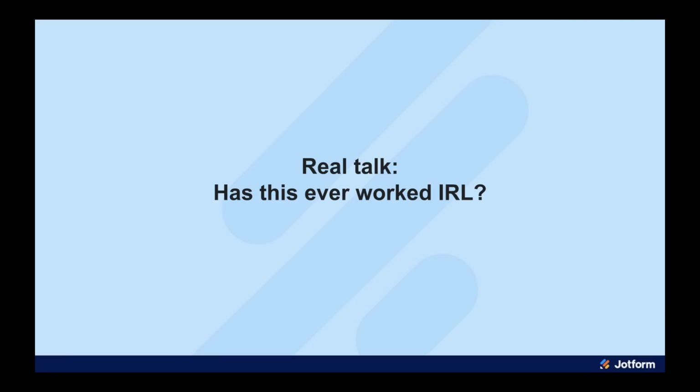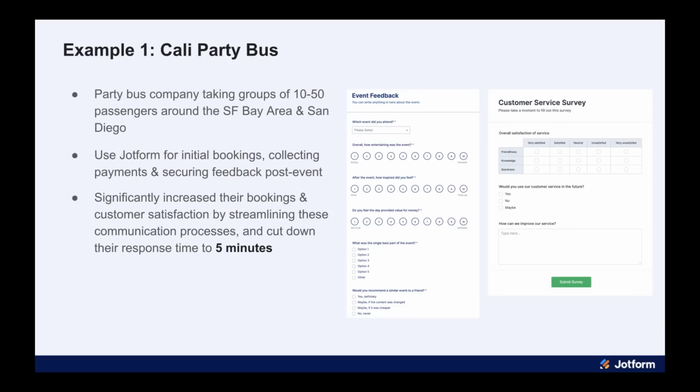And we'll wrap this up with a few examples of this working in real life. The first one is a great business called Cali Party Bus, who have worked with Jotform for a number of years. It's a party bus company in the San Francisco Bay Area and also down in Southern California, who have used us for initial bookings, collecting payments, and securing feedback post-event.